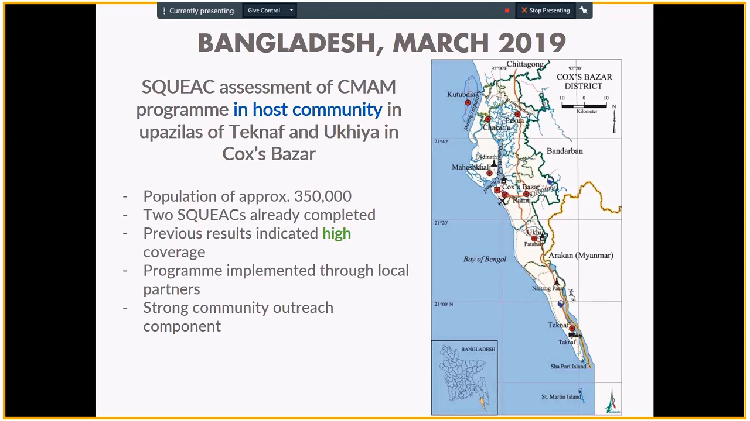This focuses primarily on the host communities, so basically the Bangla population in and around the camps in Ukia and Teknaf. There's a population of about 350,000. Two surveys have been completed in previous years, in 2015 and 2017, and they indicate really strong coverage. Coverage was 70% based on the two surveys, which is very, very good, considering that it's mostly paddy fields and rickety and bumpy roads and rickshaws and things.